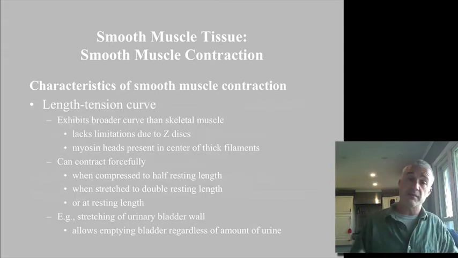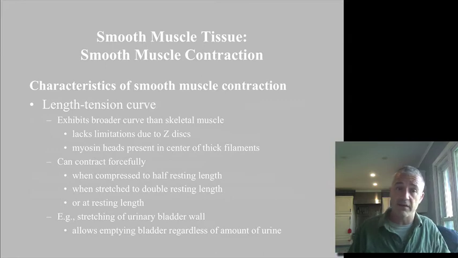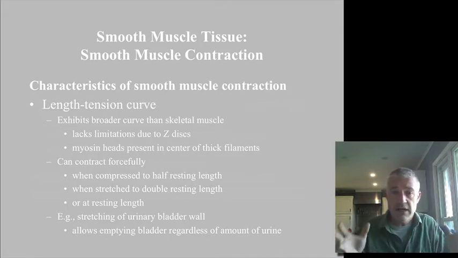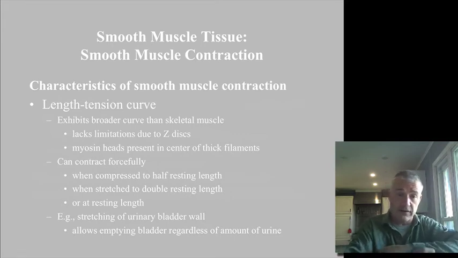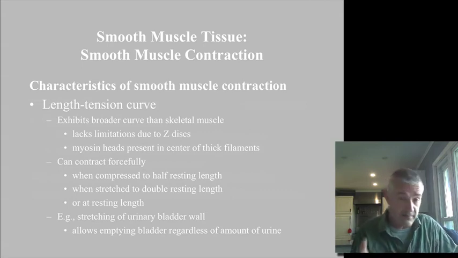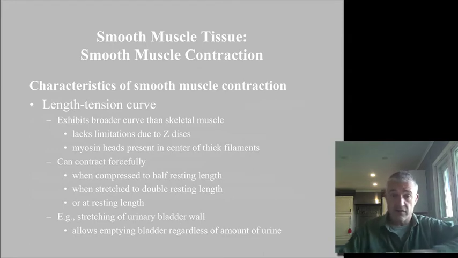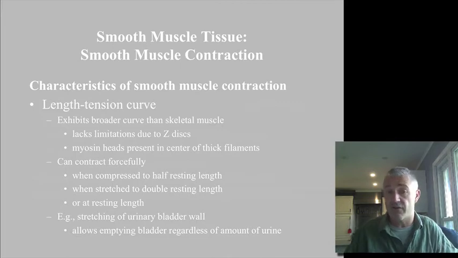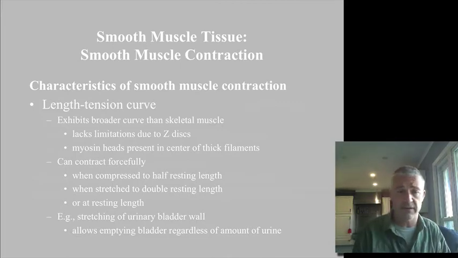The other thing is because we have these myosin heads along the whole length of the thick filament, we don't have a length tension curve as much. We have a much broader length tension curve where this contraction is much more powerful throughout the whole length, if it's stretched out or if it's really already contracted quite a bit. It is able to contract forcefully in both these ways. So like it says, if it's already contracted to half the length or stretched to double resting length, it can still contract forcefully in both those cases because we have these myosin heads all along that filament.